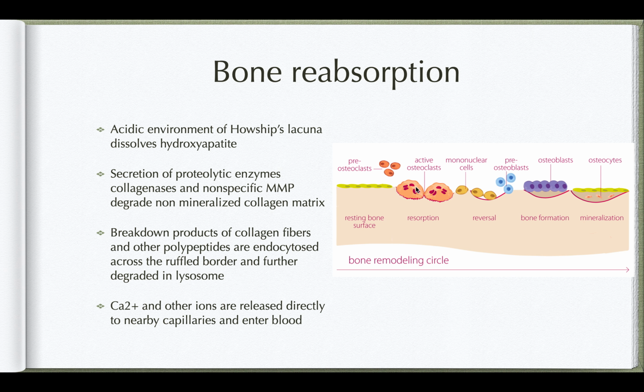So here are the pre-osteoclasts. Once they're activated, they become the active osteoclasts, and then this is going to be the reversal, when mononuclear cells will displace them. Pre-osteoblasts will come in, osteoblasts will differentiate, and then they will sit in the Howship's lacuna and deposit the osteoid and then migrate inside and stay there as osteocytes or go through apoptosis.